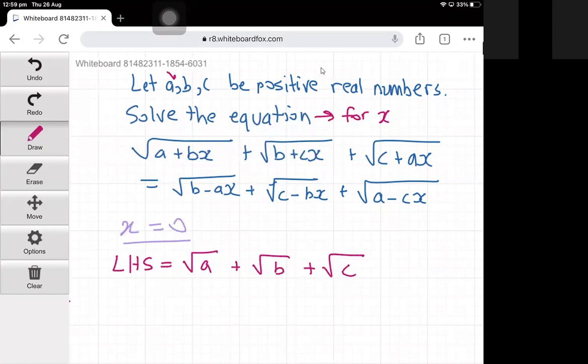And now if we substitute x equals 0 into the right-hand side, we will also have ax, bx, and cx all equal to 0. And we'll get the right-hand side will be square root of b plus the square root of c plus the square root of a. And we can see the left-hand side and the right-hand side are equal because square root of a plus the square root of b plus the square root of c is equal to the square root of b plus the square root of c plus the square root of a.